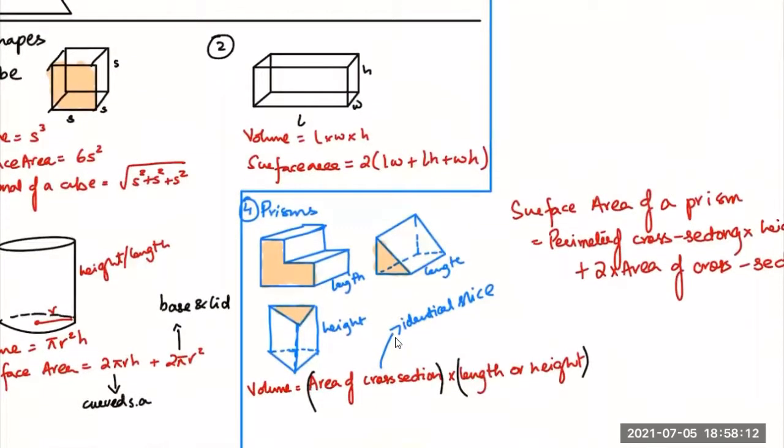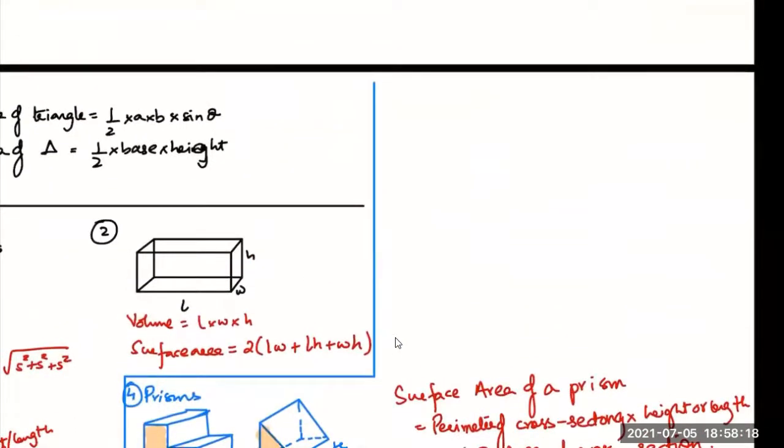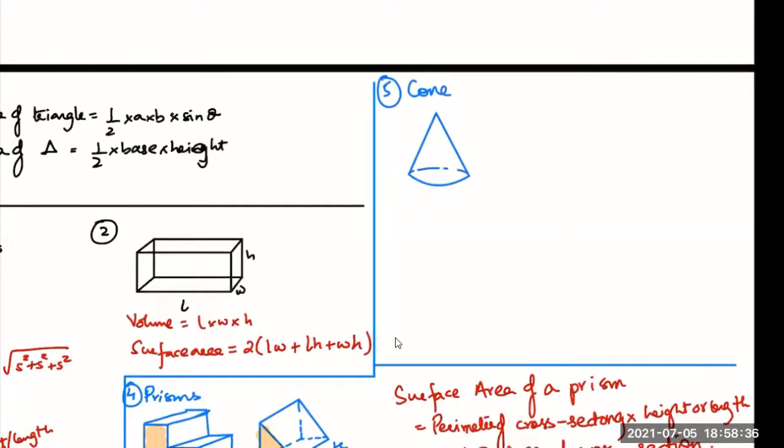Next page. Well, in fact, I have some space here. I don't need another page. Let me draw a cone for you. This is called the slant height. This is called H, and this is R. What's the volume?